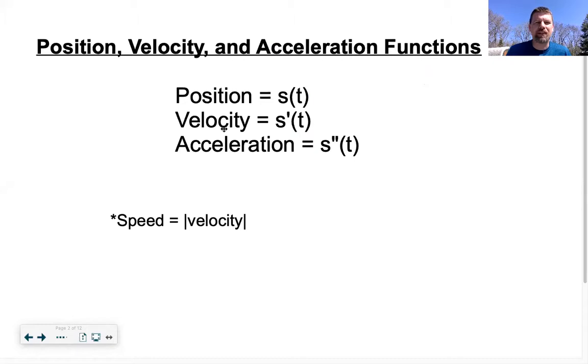Hopefully remember that velocity is the derivative of position, acceleration is the derivative of velocity, or the second derivative of your position function. Speed is, of course, the absolute value of velocity. That's because velocity has a direction, right? Negative velocity means you're moving backwards. Positive velocity means you're moving forward. So speed would just be the absolute value of that number.